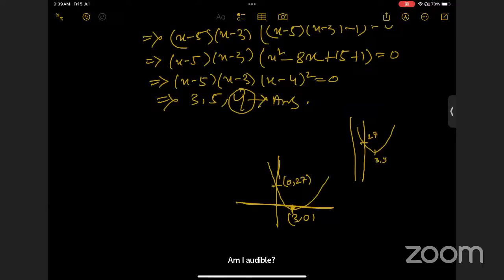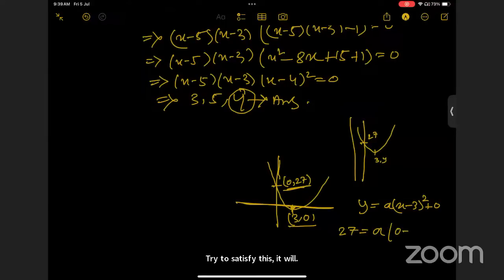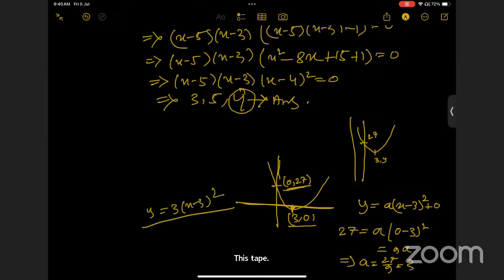If you have the vertex like that, you can write this form. And you have this point in here, so just try to satisfy this. It will be that a equals 27 by 9, so a is 3. So y equals 3 into (x minus 3) squared. So this will be the equation.